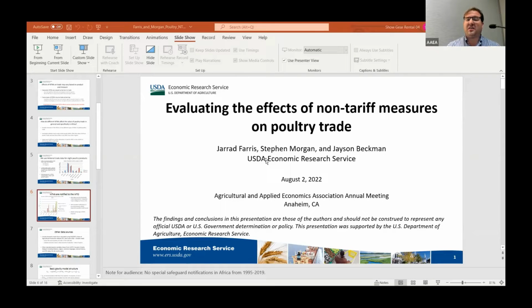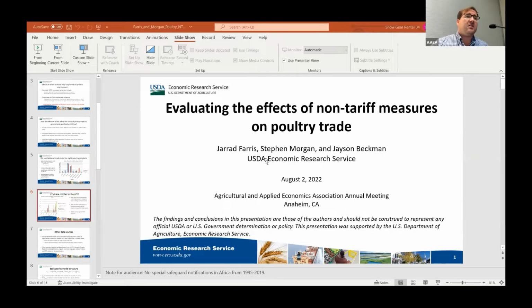Here, what we're presenting in the graph is the value of poultry trade by region. You can see that imports and exports are highest in Eurasia. There are relatively small imports in Africa. And Africa has negligible poultry exports in 2019.